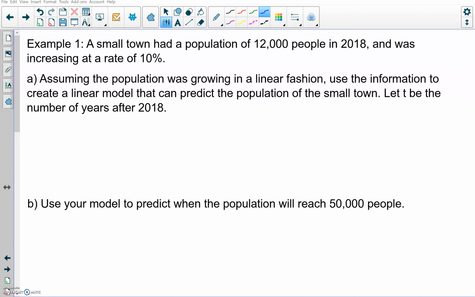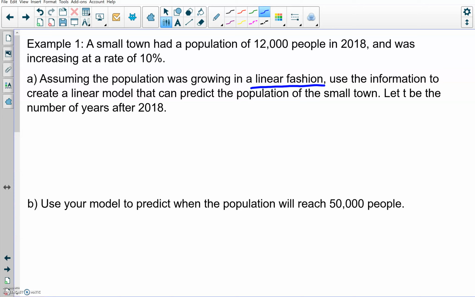So without the "per year" for the percentage, it would be a linear growth. So assuming that the population is growing in a linear fashion, they're also going to tell you it's growing linearly. So there's a couple of clues. Use the information to create a linear model that can predict the population of the small town.